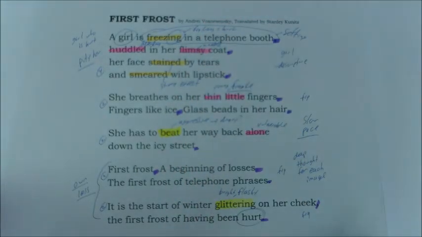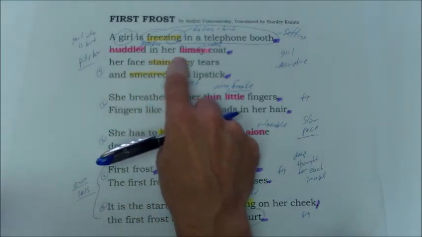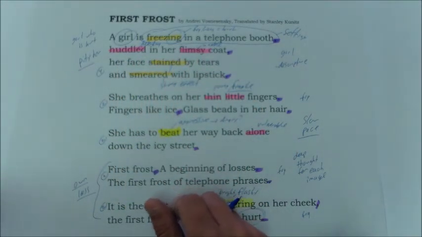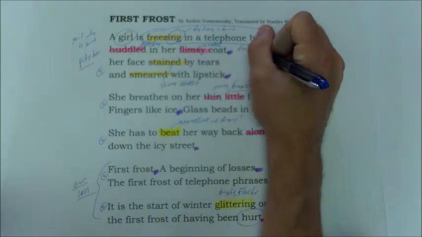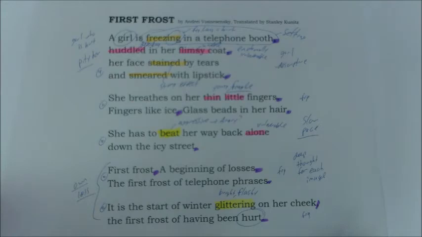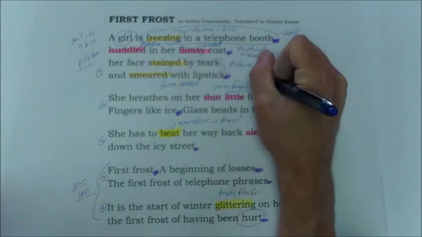Some of those other descriptions in the next line could help to reinforce the figurative reading of that word freezing. Huddled in her flimsy coat. If we take this metaphorically, it means that she's emotionally vulnerable. And in the end of that first stanza, we see that it's not just that she's stained and smeared, but her face is stained by tears and smeared with lipstick. These details allow us to picture this girl and perhaps even empathize.